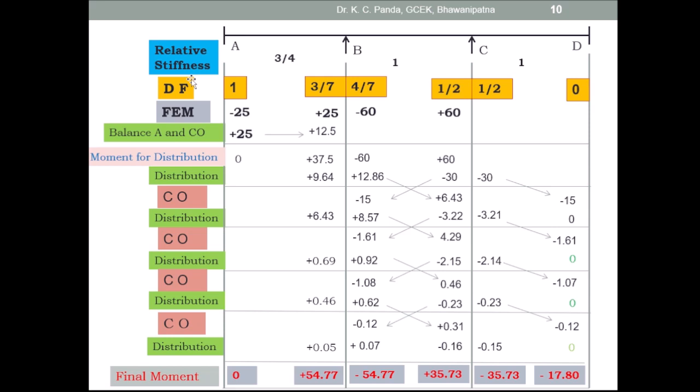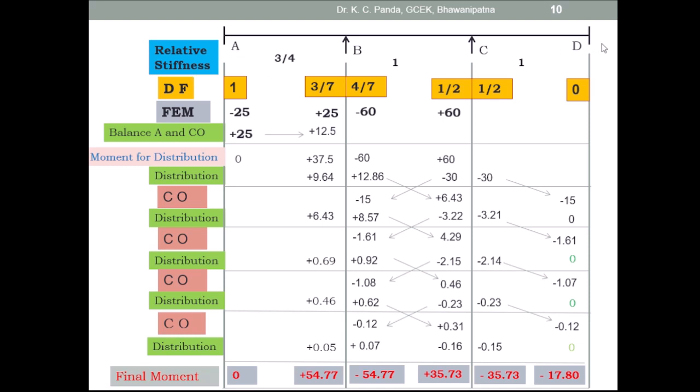So here, balance a joint by distributing balancing moment to various members meeting at the joint, proportional to their distribution factor. Then carry over half the distributed moment to the far end of the members. This upsets the balance of the joint. Then the same procedure repeats till the distributed moments are a negligible amount. Then sum up all the moments at a particular end of the member to get the final moment.